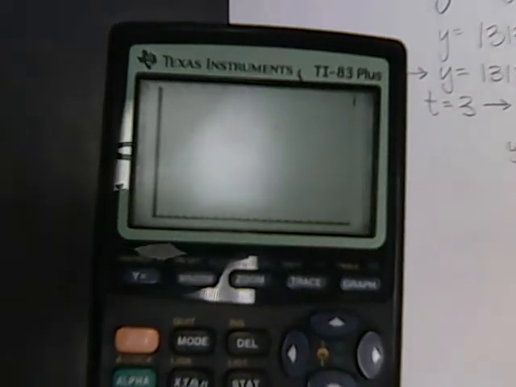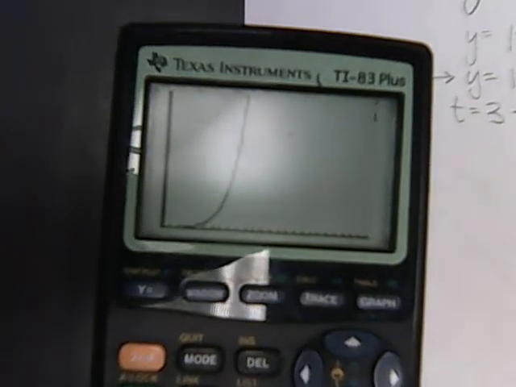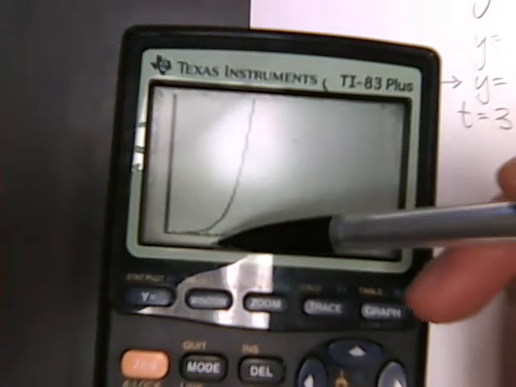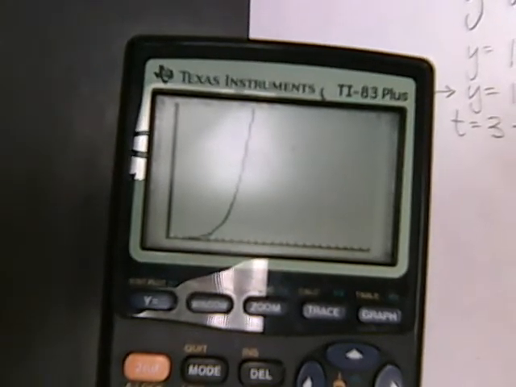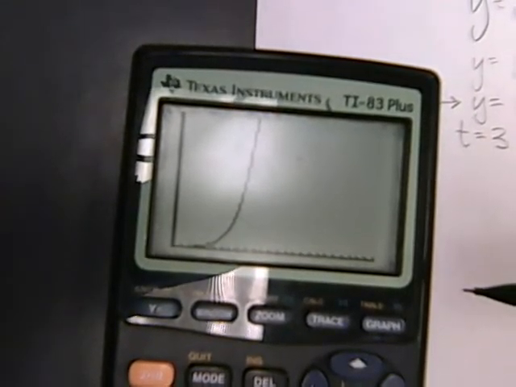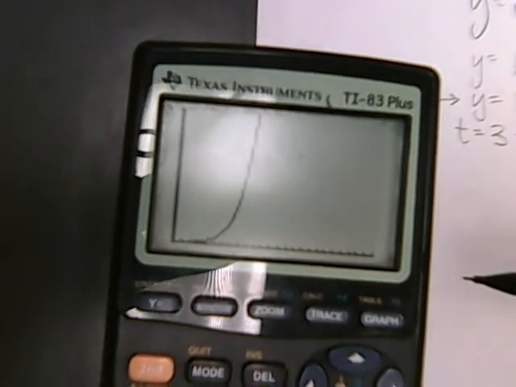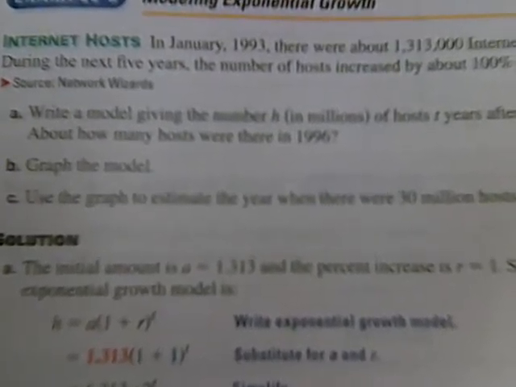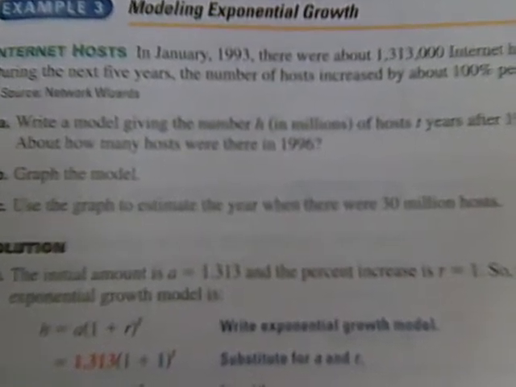Now let's hit graph. Now we can see this nice curve, which we know exponential growth has. That's what it looks like. I don't expect you to graph a real life situation. I'm okay with you doing it on your calculator and looking at it. Okay? Now the reason why this is important is because now on C, it says use the graph to estimate the year when there were 30 million hosts.